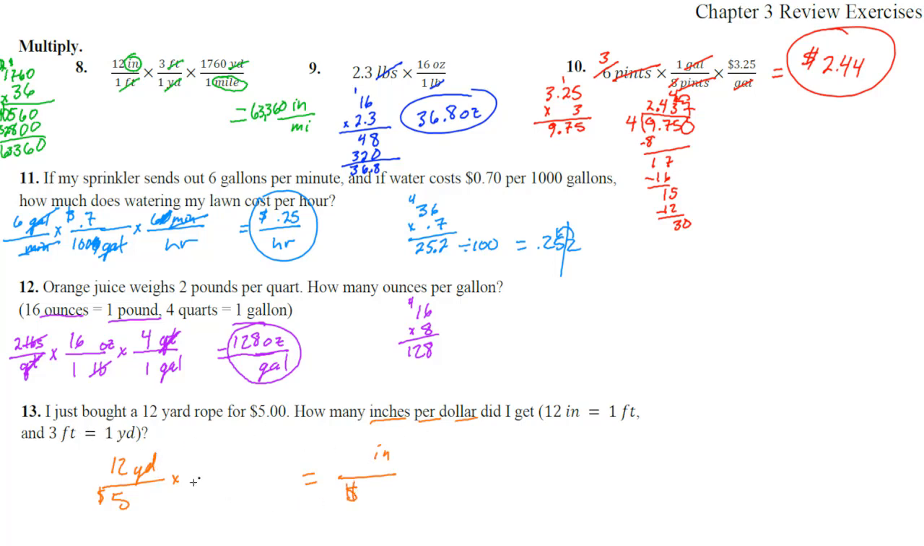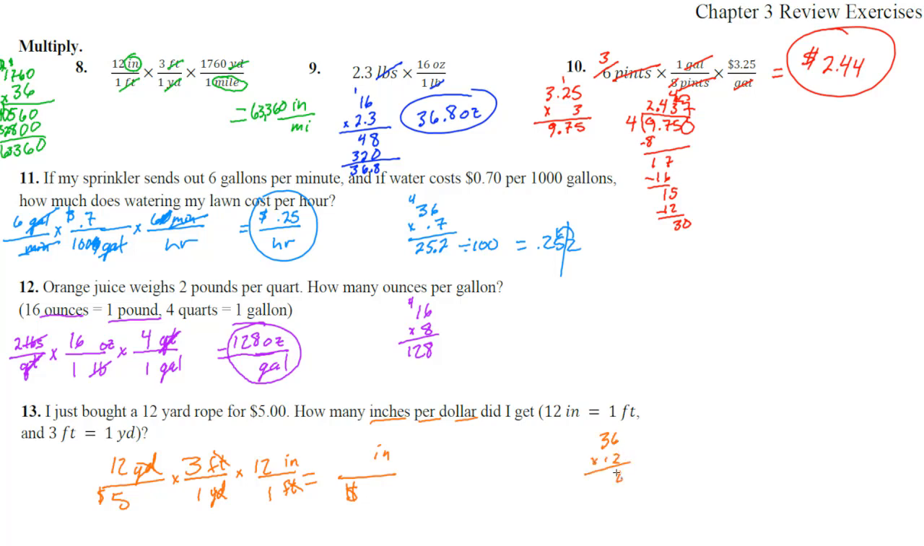Okay, so we've got to change yards into inches. Now here we can change yards into feet. So let's do that one first. So if we have yards into feet, and then we can change feet into inches. Okay, let's put those up. See how I've marked it? So yards will cancel and feet will cancel, and then we'll get inches per dollar. Okay, so 3 feet is 1 yard and 12 inches per 1 foot. There we go. 12 times 3 times 12, and then we're going to divide by 5. That's our plan there. Okay, 12 times 3 is 36 times 12. All right, let's do it. 36 times 12.